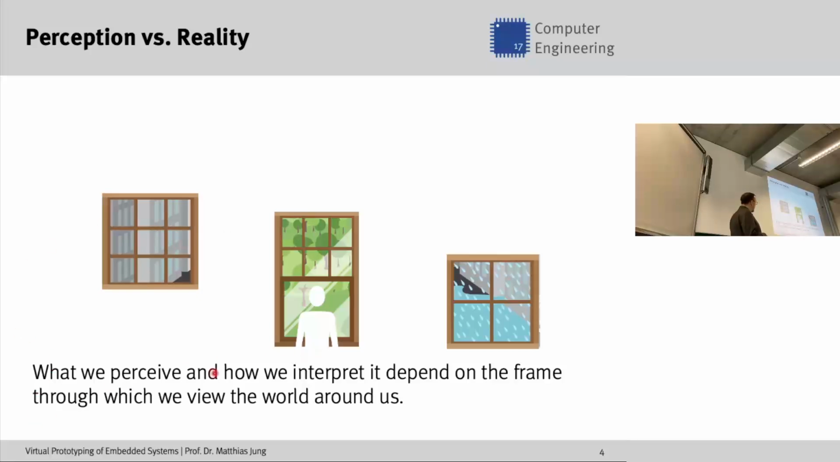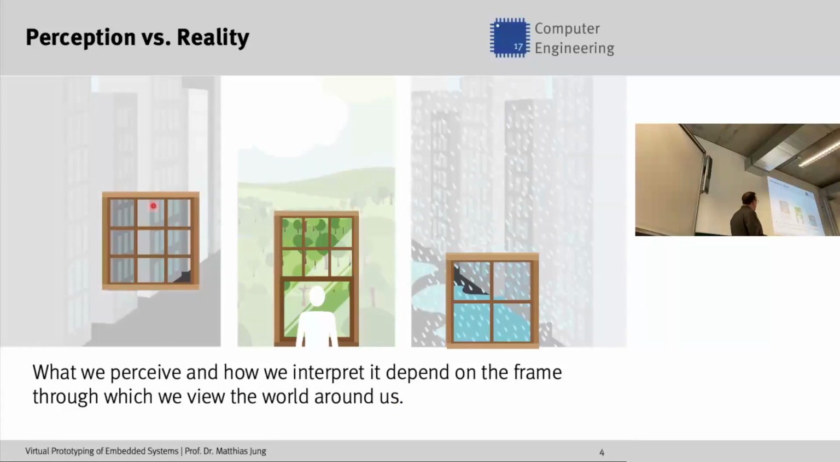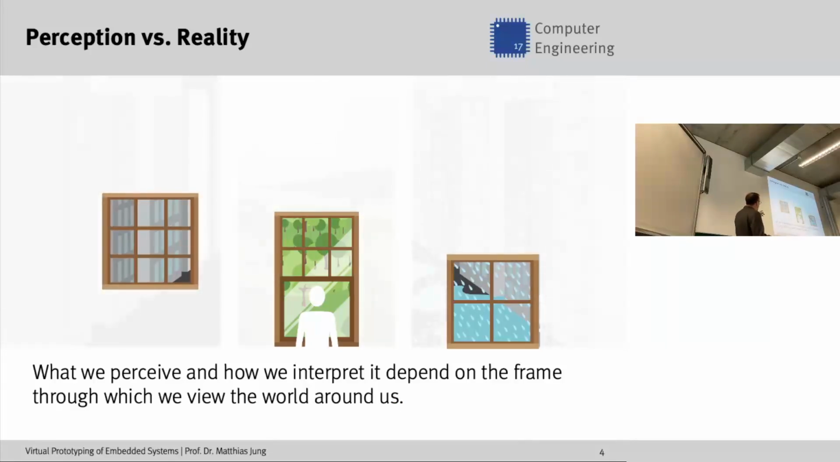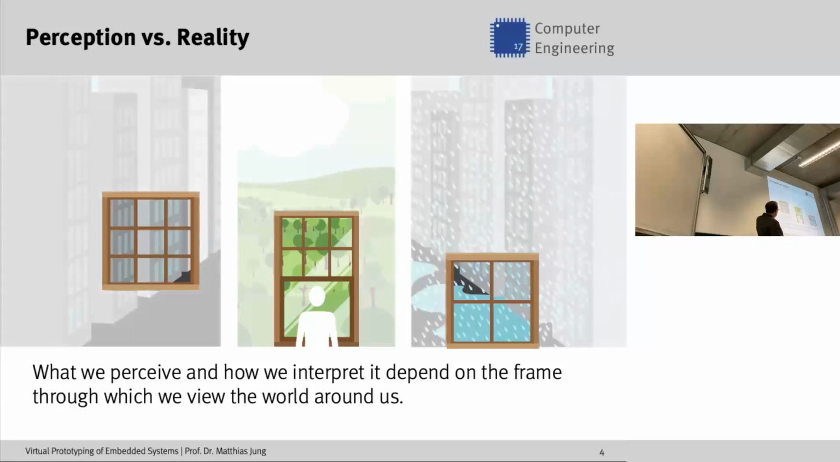What we perceive and how we interpret what we see or observe depends on the frame through which we view the world around us, right? So if you just look at these frames here, when I look through this one, I would see a city. And if I look through this one, then I would see a beautiful landscape somewhere out in nowhere. And here I would say, okay, it's raining.